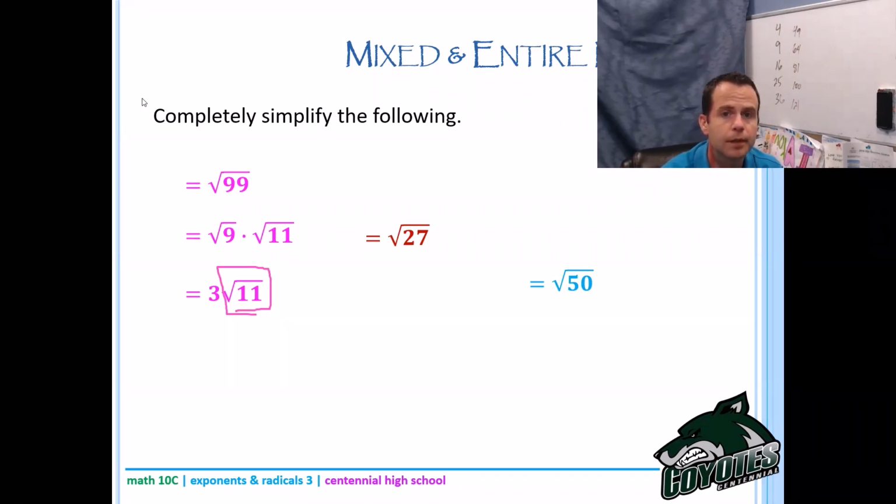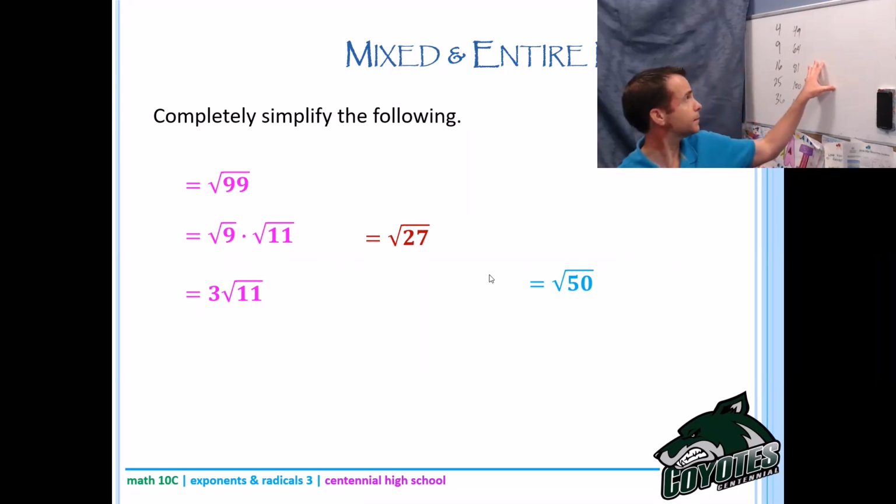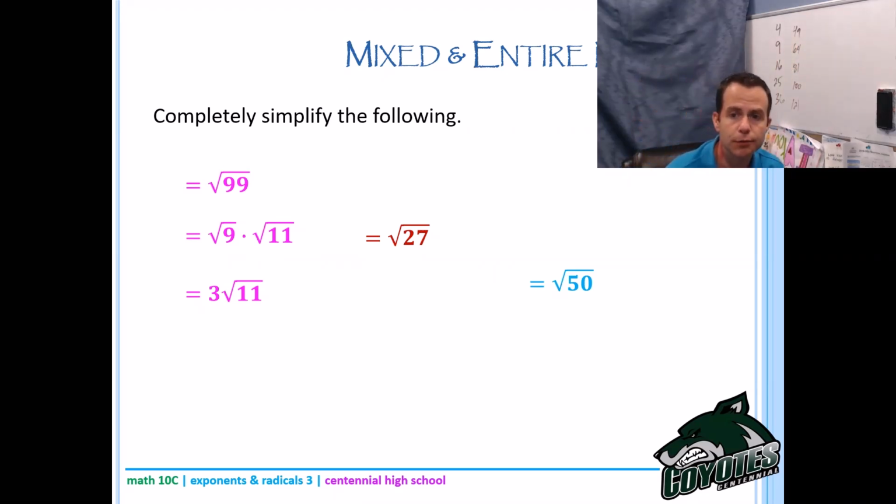Okay, root 27. Again, I got to go to this list. Again, I see it's 9. 9 times 3 is 27. So I'm going to break this down into root 9 times root 3.